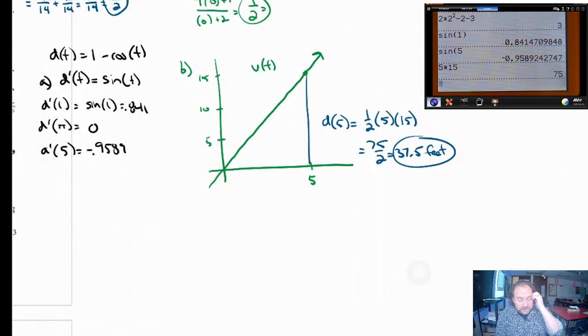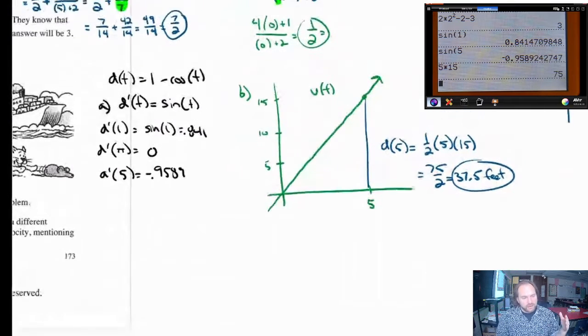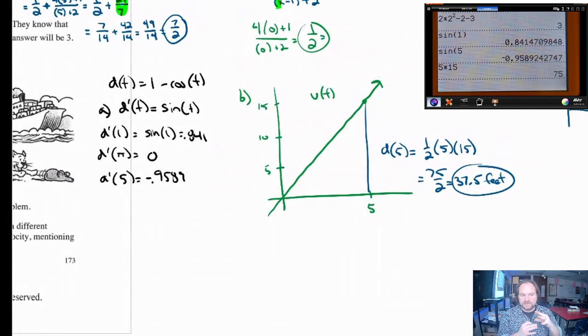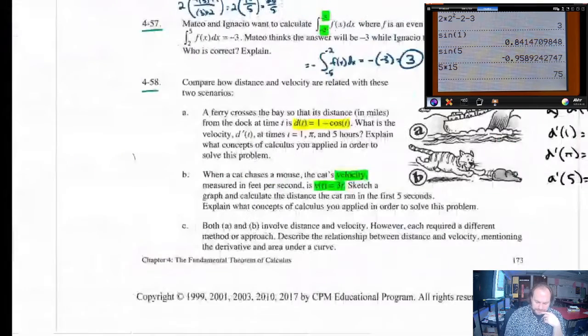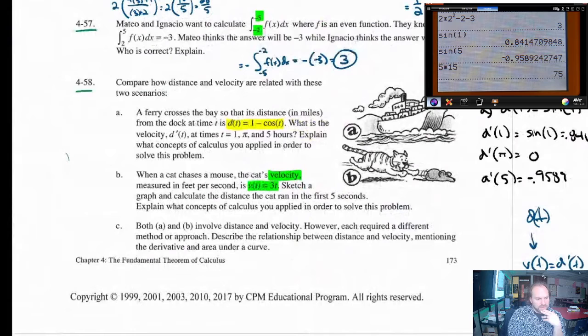As far as which concepts of calculus we did, we went the other way. We used the area under the curve to find distance based on velocity. So here, we took d of t, we took its derivative to find v of t, which is d prime. Over here in question B, we knew the velocity, and we used the area under the curve to find the distance. We didn't really find an actual function. We just found the area at one specific spot, because going backwards is a little more difficult, but we'll be dealing with that a lot here in Chapter 4 and beyond. And I believe that's the answer to question 7.